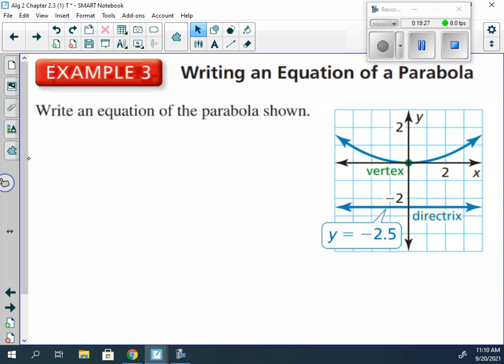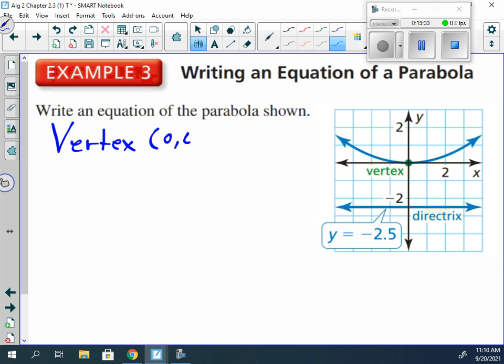Now if we look at this one, they do give us the vertex again. It is the point 0, 0. Now the directrix they tell us outright is y equals -2.5. Would we be using y equals or x equals? Y equals, because the directrix is still y equals a number. The general form y equals 1 over 4p times x minus h squared plus k has a directrix of y equals k minus p. It's the one it matches up with.